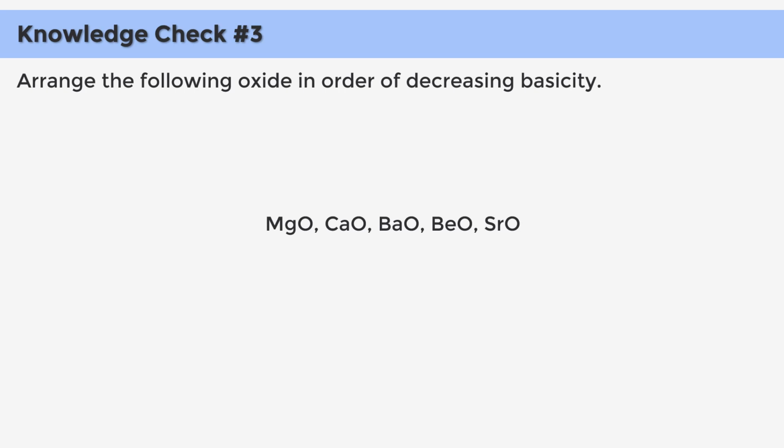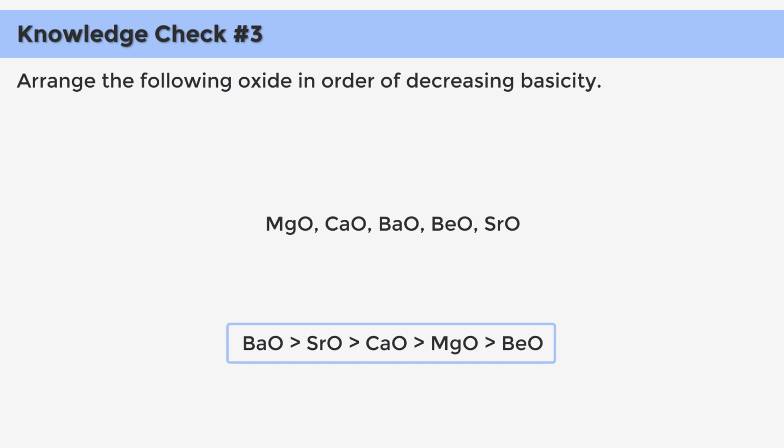In problem solving number 3, you can see that the metals from the oxides given are from group 2A. So we would expect that there is a decreasing basicity as you go up group 2A. The answer for this question is barium oxide, strontium oxide, calcium oxide, magnesium oxide, and beryllium oxide.